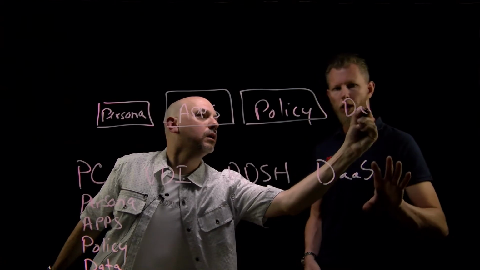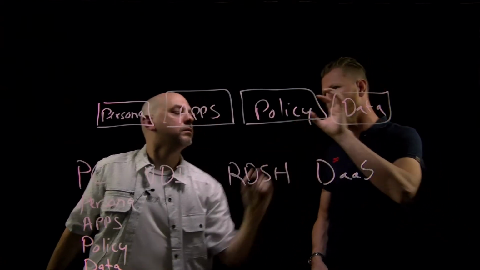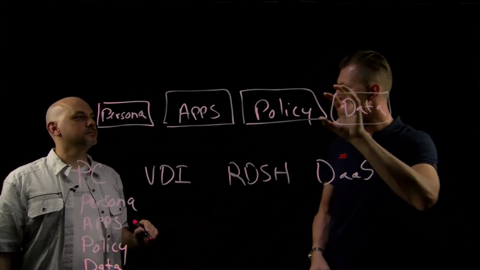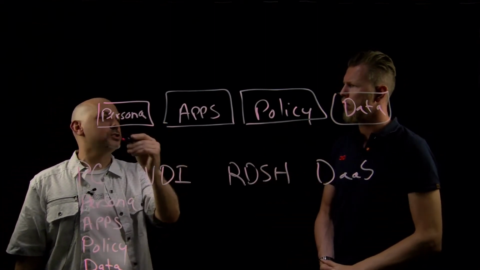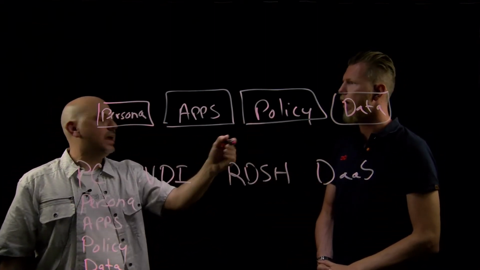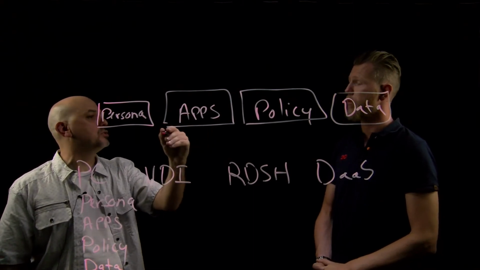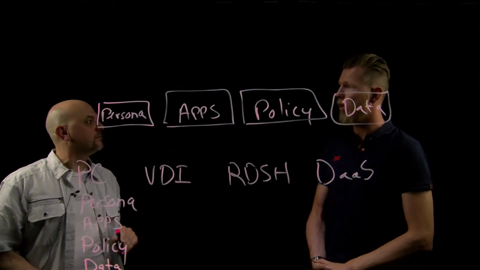Right, so you can not only do that with data, you could take the persona or the policies from the cloud as well. Absolutely. The persona, the apps, the persona, the policy, the data today. And in Q3, the apps will be running also off the object-based storage. Oh, that's really cool.